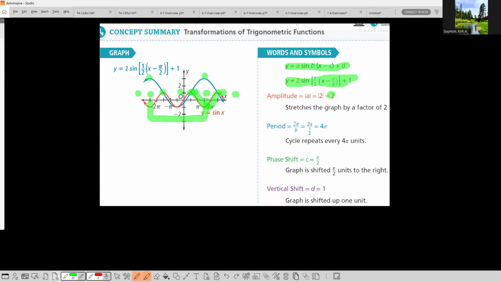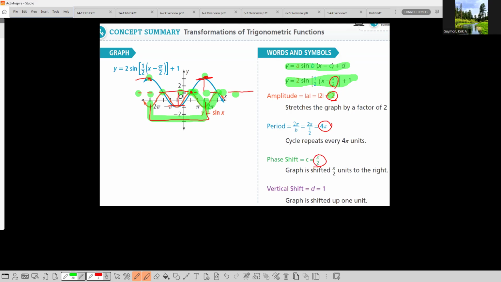So we're going to do all these types of shifts: the amplitude, when it goes up higher and lower, here's your midline, and then two above and two below. That midline, the period of 4 pi, how long it takes to finish one whole cycle of the graph, like you go from this high point to this high point. The phase shift pi over 2, that's right in here, pi over 2 to the right.